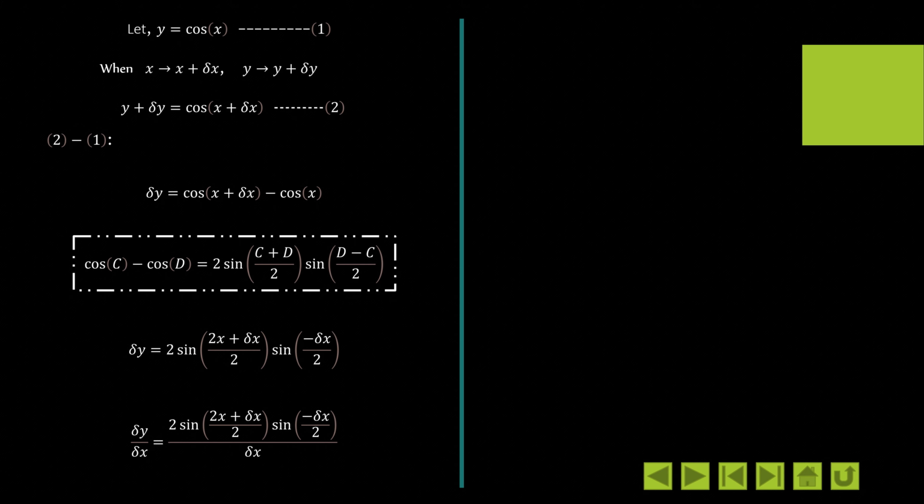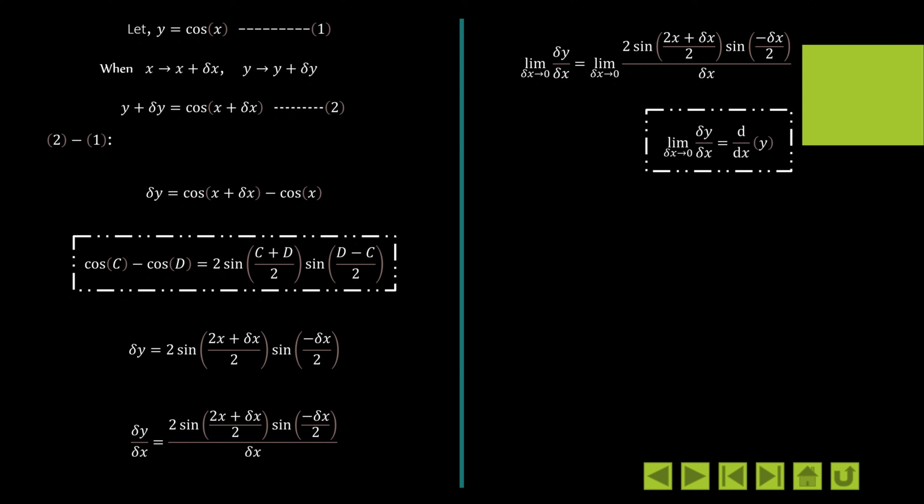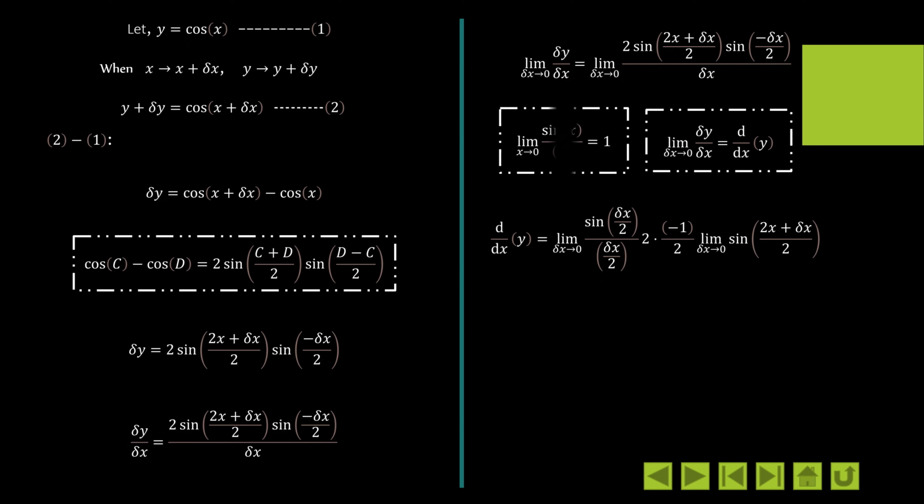Let's apply the limit. As delta x approaches 0 on both sides, the left side resolves into our standard derivative notation, d over dx of y. On the right side, we separate our limits to isolate the special fraction. We manipulate the terms to align with our standard limit theorem, where the limit of sine of x over x, as x goes to 0, is equal to 1.